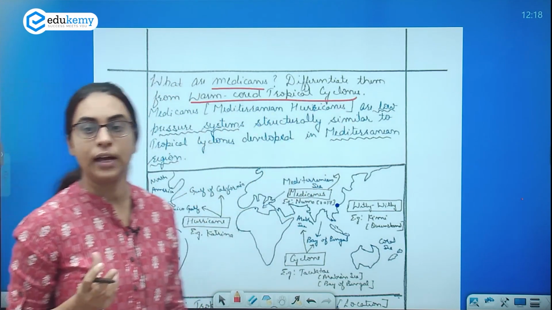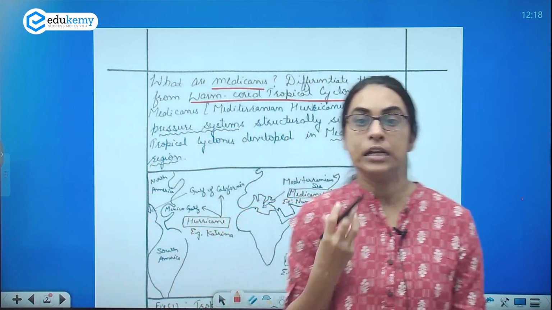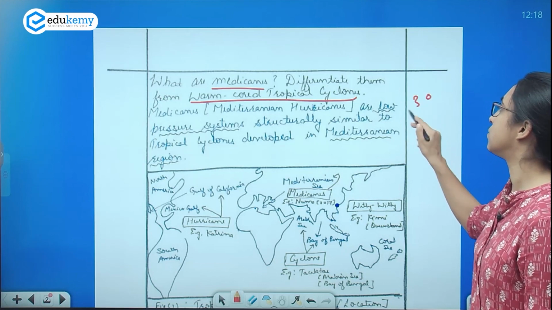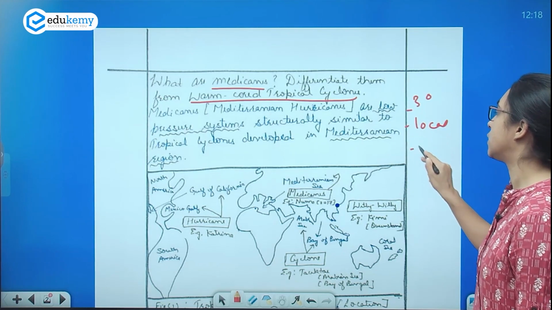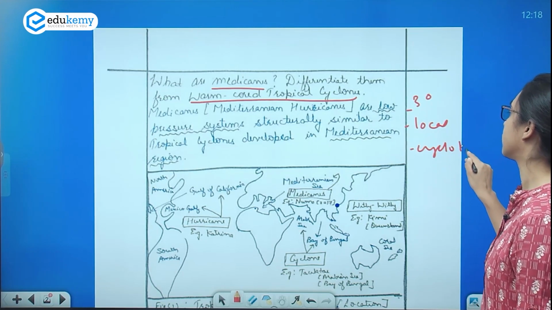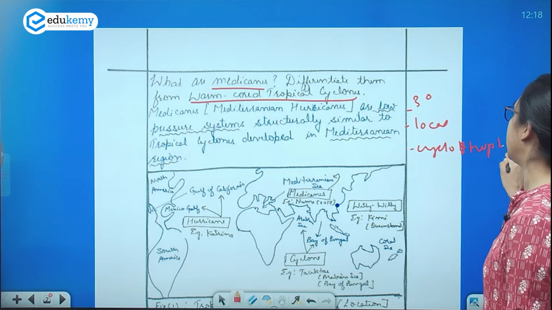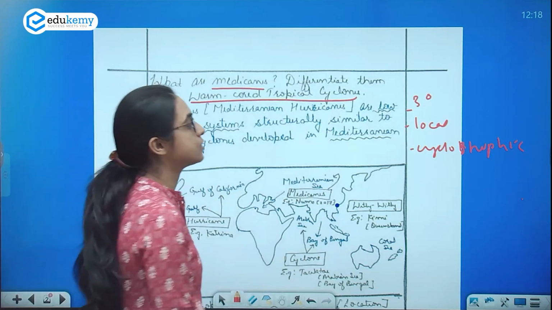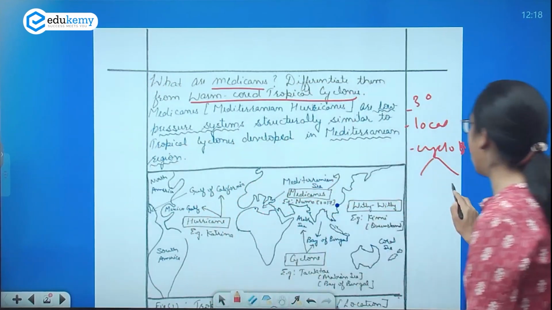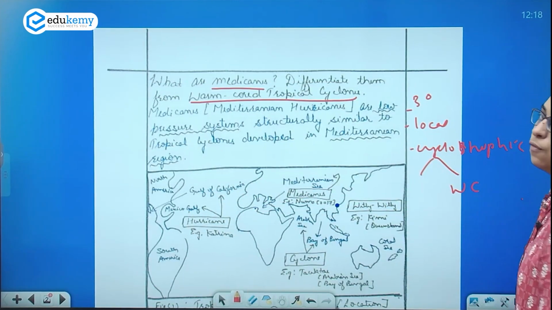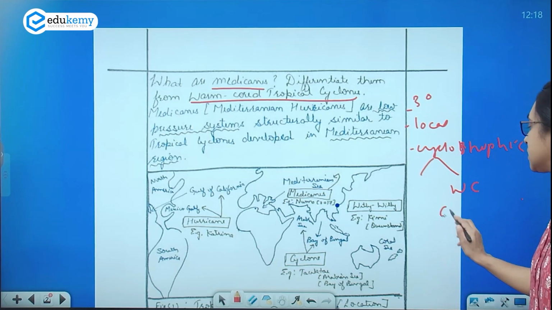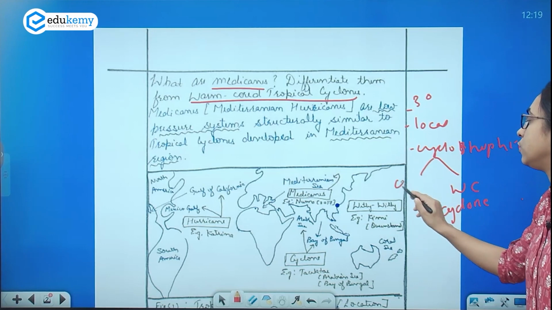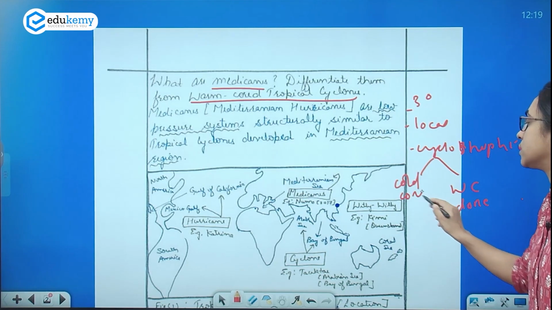So we already know that the cyclones are tertiary systems, local systems, cyclostrophic systems, right? We already know this, and we know that there are two types of cyclostrophic systems. One is the warm core cyclone, which is the tropical cyclone, and we know there is the cold core cyclone.